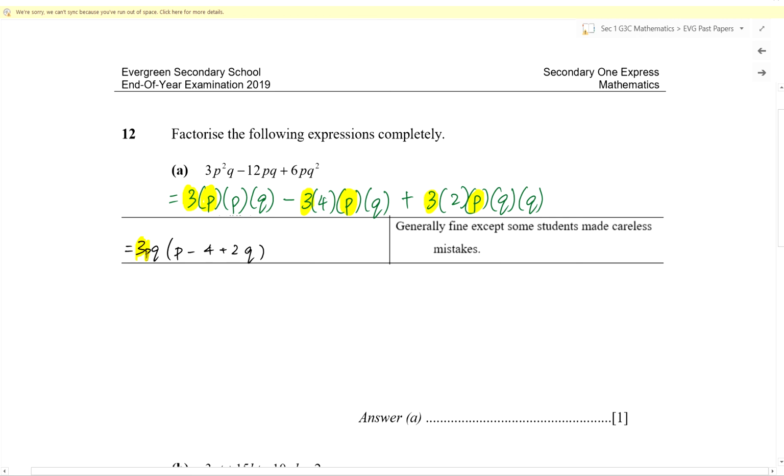Any more p's? No, this one doesn't have p. This one also doesn't have p already. So we move on to q. Q, q, and q. Put a q outside. So these are the only 3 that are common. All of them have a 3pq. Next, you open the bracket, and you write down 1 is left. Only p is left. Write down p. Minus 4. Write it down. Plus 2q. Write it down. Done. Okay?